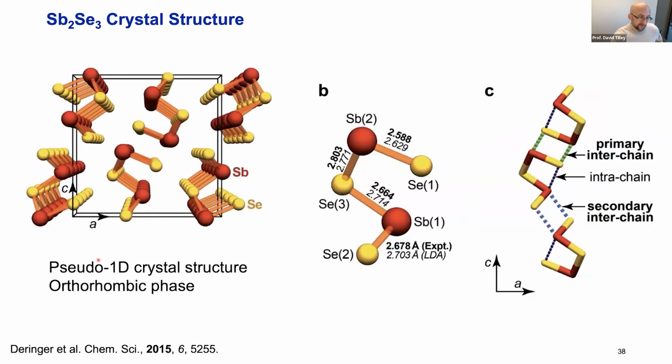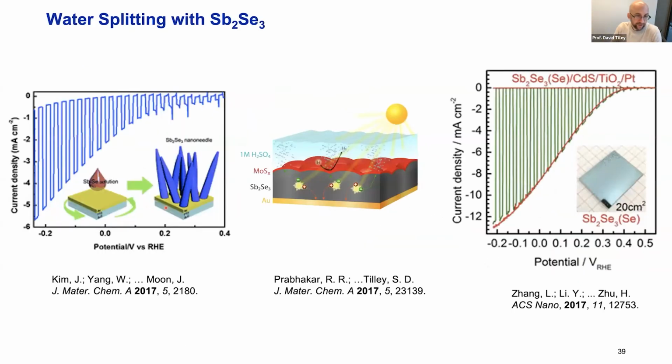It's characterized as a pseudo 1D material. So you essentially have these ribbons, which are going into the plane of the board, into the plane of the screen here, and they are held together with weak van der Waals interactions. So that's what you see here in panel C. So, right, it's easy basically to get these going in one dimension.